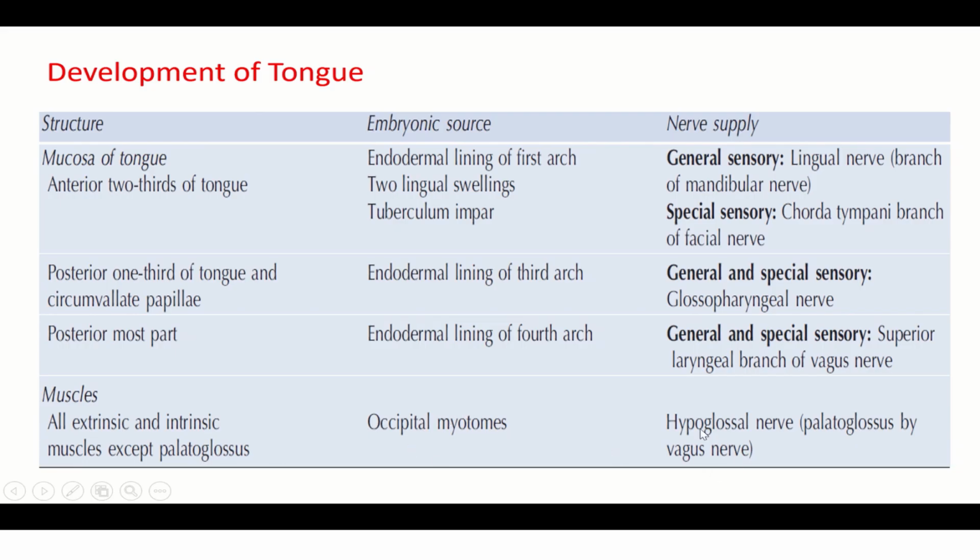Occipital myotomes dragging their nerve supply. So if you see the anterior two-thirds of the tongue, it is the lingual nerve and chorda tympani. The posterior one-third is by the glossopharyngeal. The posteriormost part is by the superior laryngeal branch of the vagus nerve, and the muscles by the hypoglossal except palatoglossus, which is supplied by the vagus nerve.